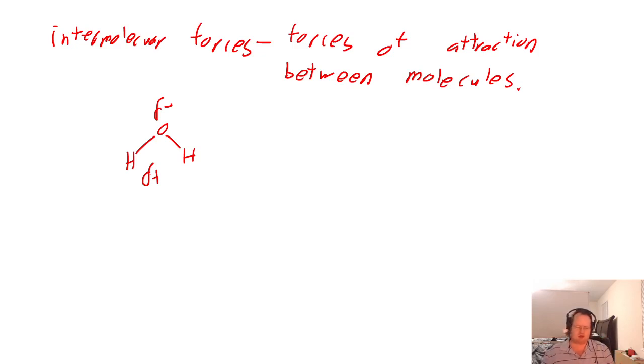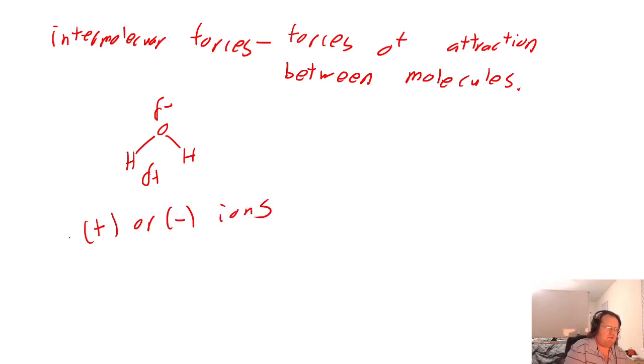The negative sides will get close to a positive. So in general, the reasons these attractive forces are going to exist, all the intermolecular forces, are going to come from these. We're either going to have positive or negative ions, or one way we're going to have intermolecular forces.